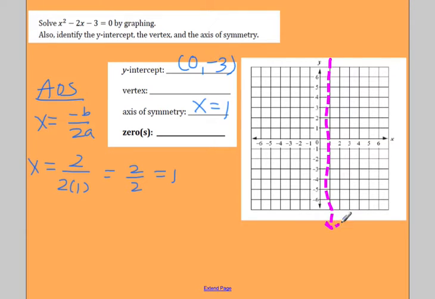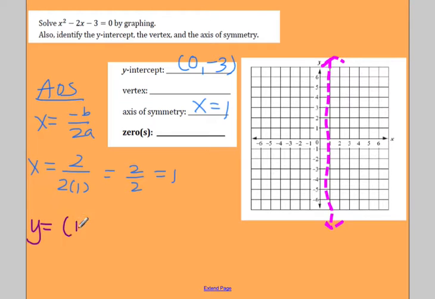I'll try and do it as straight as I can. All right, so it should be nice and straight on yours. You can use a straight edge or a ruler if you have one. Then I'm going to go ahead and find the vertex. The way we find the vertex is I take my axis of symmetry, plug it into the equation, and I'll get out my y value.